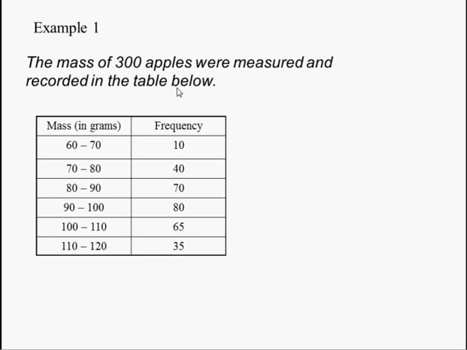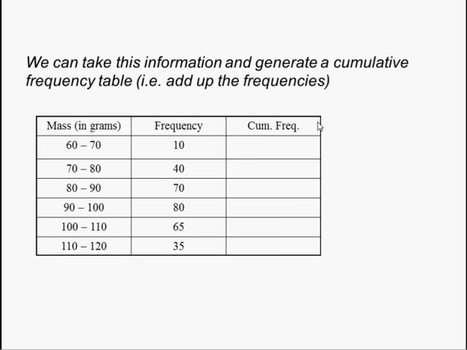Okay, we've got 300 apples, and we measured their weight in grams, and there were 10 apples that weighed between 60 and 70, 40 apples that weighed between 70 and 80 grams, etc. So we took this information, and instead of just frequency, we made cumulative frequency. So cumulative means adding together, right? Accumulating, putting them together. So at the start, by the time you get to 70, there's 10.